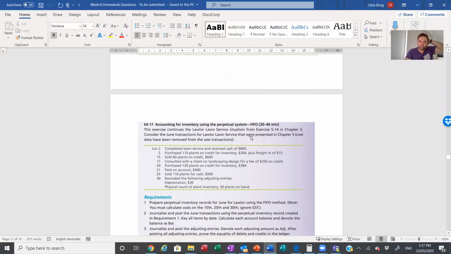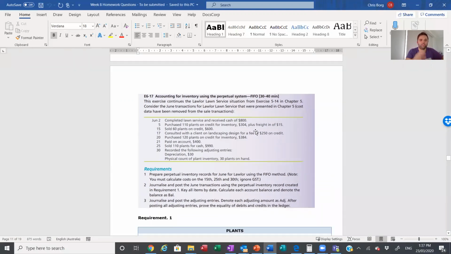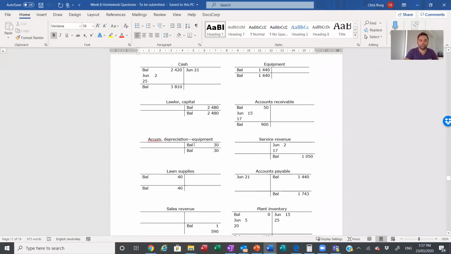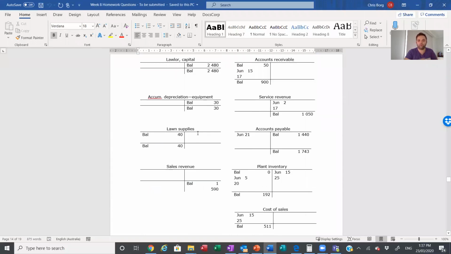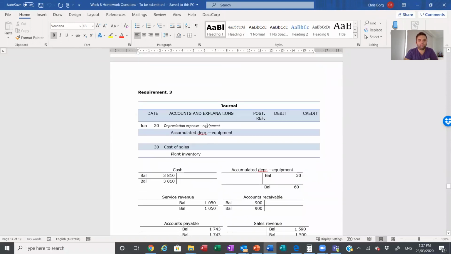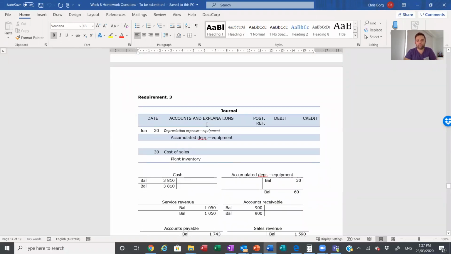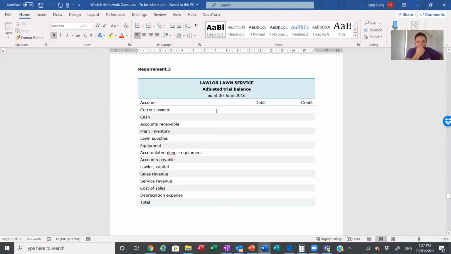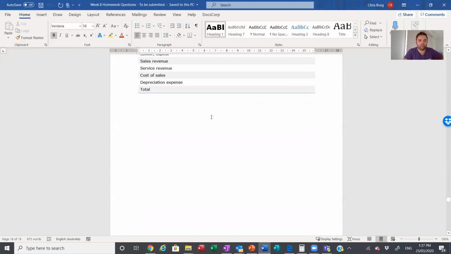Then you've got continuing exercise 6-17, which is a fairly large one, accounting for inventory using the perpetual system. Again, this is a potential preview to an exam question, so it's really important that you work through each of those transactions. Again, we've given you the templates to do that, as well as putting it into the ledger. We've pre-filled it where we've been able to for you. After doing those, we've then got the closing adjustments that you need to do. The third requirement is then preparing the adjusted trial balance.